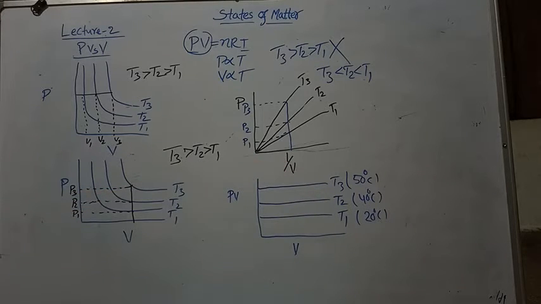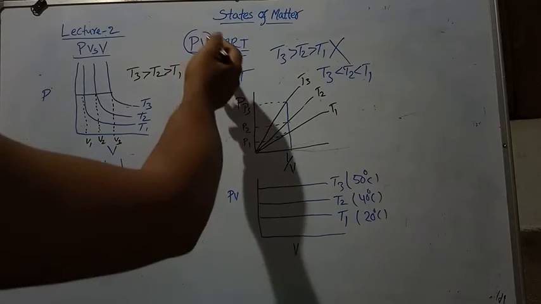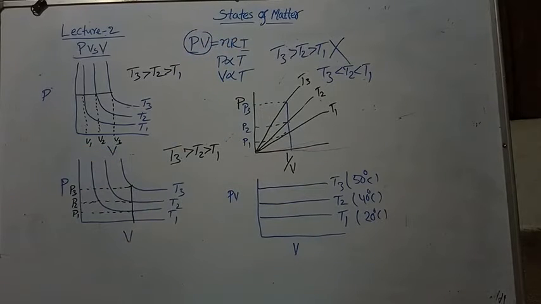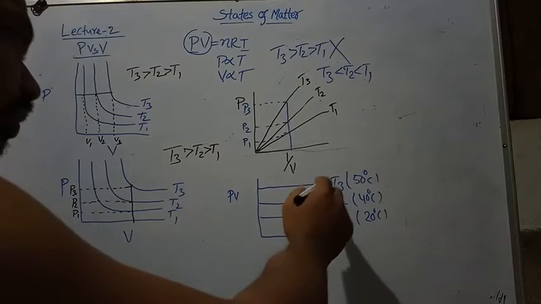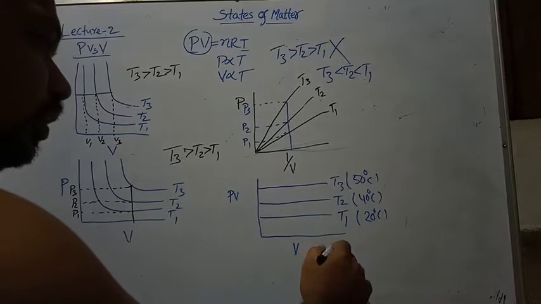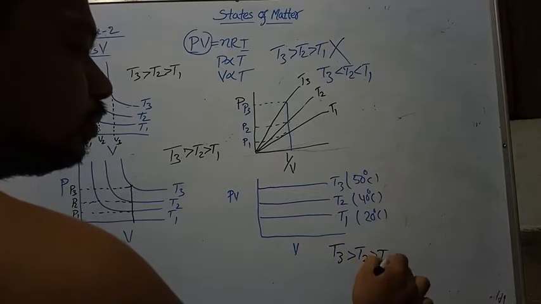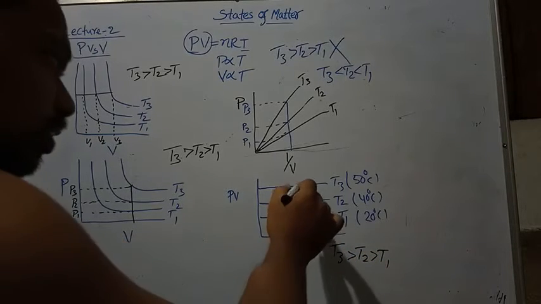Okay. So now the relation clearly indicates that if temperature increases, PV value increases. What is the relation among them? So T3 is greater than T2 greater than T1. Or you can check that.